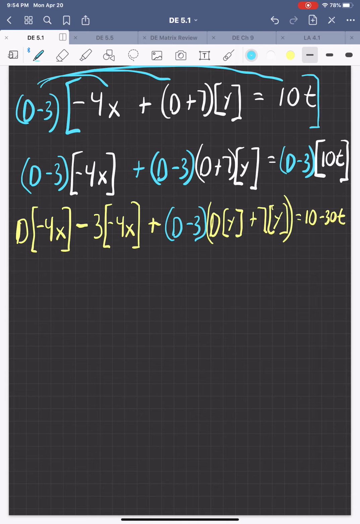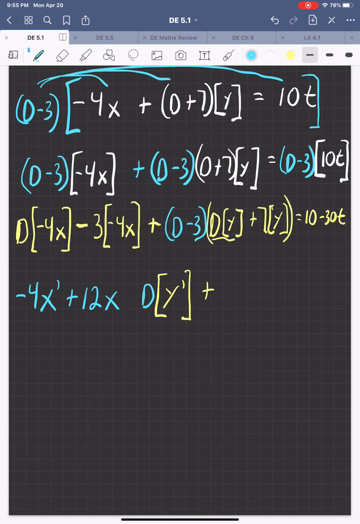So this is going to be, well, derivative of x is x prime. So this is negative 4x prime. And that's going to be a negative 3 distributed to a negative 4. So that's going to be plus 12x. Ready? Now we got one more round of differential operator notation going on. So we have, let's start with d operating on, and let's go ahead and change that. So dy would just be y prime. And now that's going to be plus.